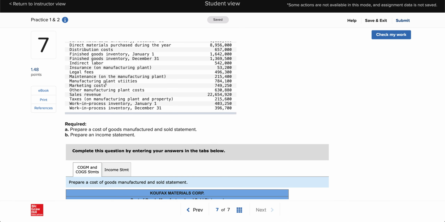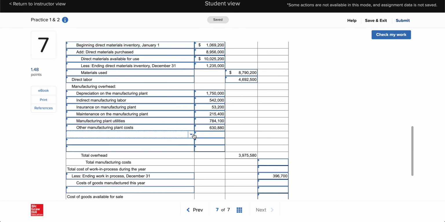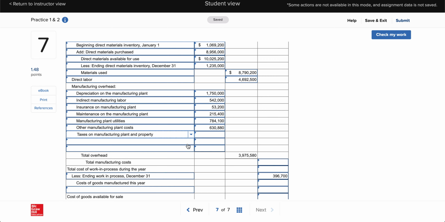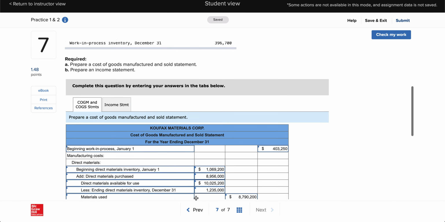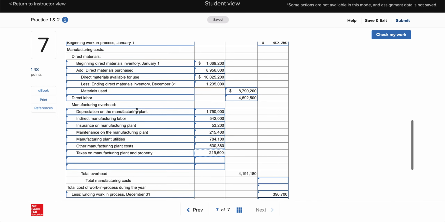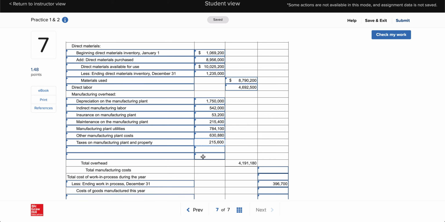And do we have anything else? Sales revenue, no. Taxes on the manufacturing plant, $215,600. These are property taxes, but they're on the plant. So if it happens in the plant, it's a manufacturing cost. $215,600. I think that was it, because the other two are inventory. So we're done with listing those manufacturing overhead items.